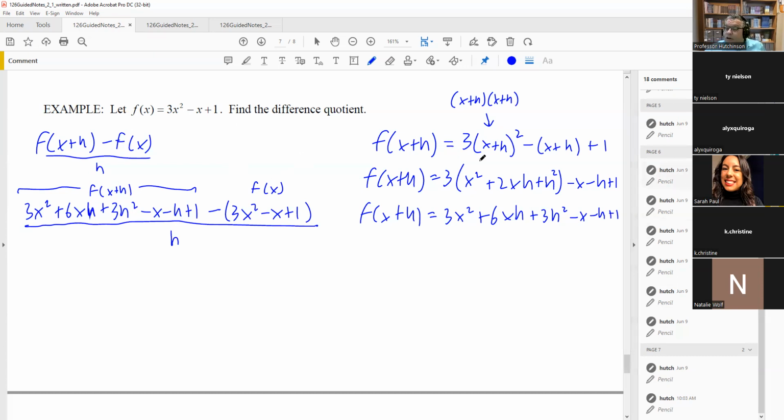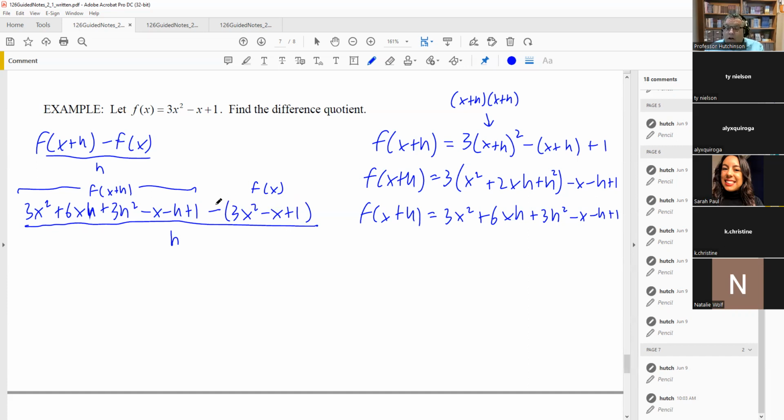I did all this over here to find out what f of x plus h is. I expanded all that out and put that in the first part of the formula here. A minus sign is part of the difference quotient formula. And then f of x is the original equation that they gave us. So I have both these pieces in there. The next thing we're going to do is distribute the minus sign. This is actually a very important step.